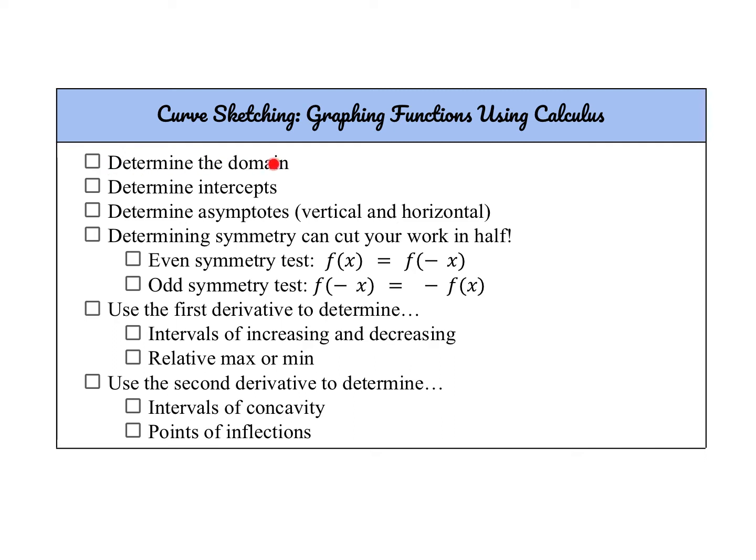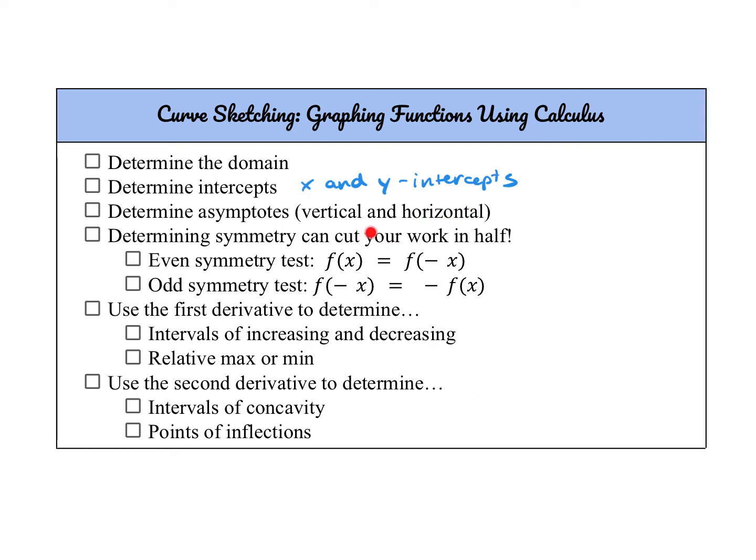First, it's always important for us to look at the domain of our function so we can see if there's any holes or asymptotes we need to look out for. We should determine any intercepts, both x and y intercepts. We do need to see if there are any asymptotes, and that would include vertical asymptotes, so any domain restrictions, and horizontal asymptotes, which would be end behavior.